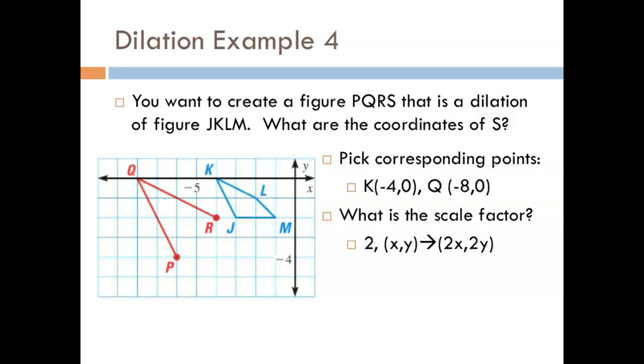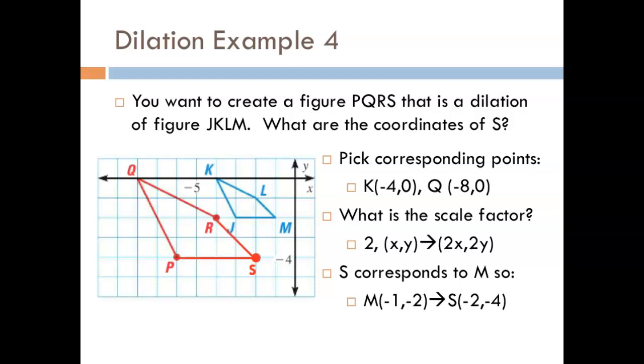Now, since S is going to correspond with M, we're going to take the coordinates of M and apply the algebraic rule to it. So M is at (-1, -2), and if we multiply the coordinates by 2, we end up with (-2, -4). So S is at (-2, -4), which is here, and we can just connect it and we can see how this completes our figure PQRS.